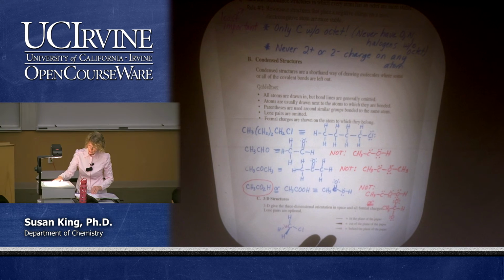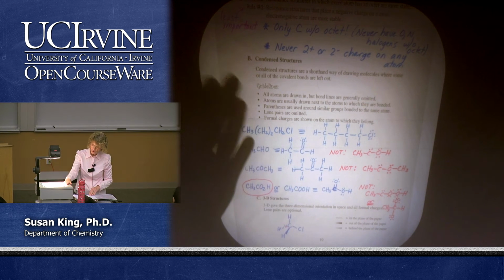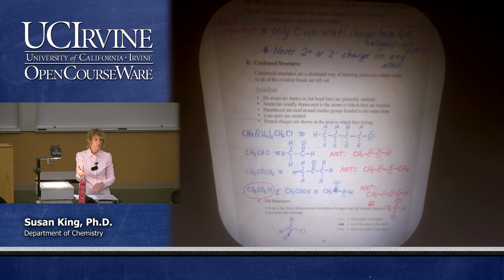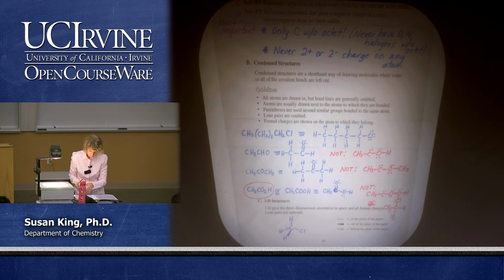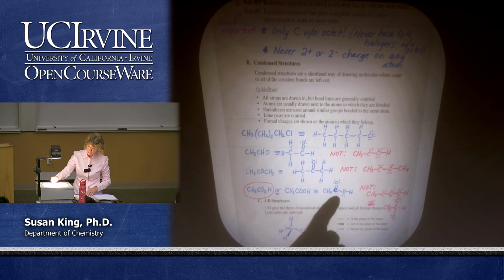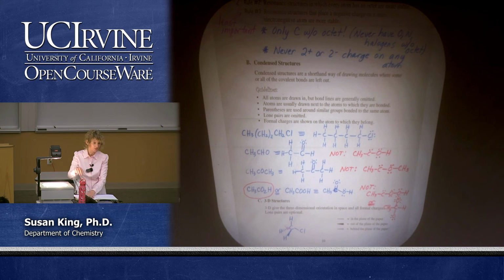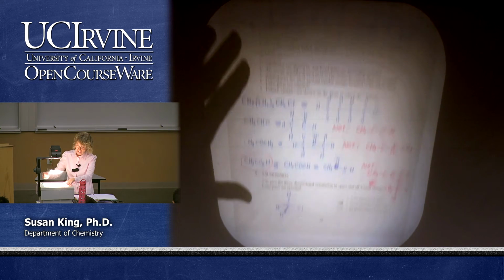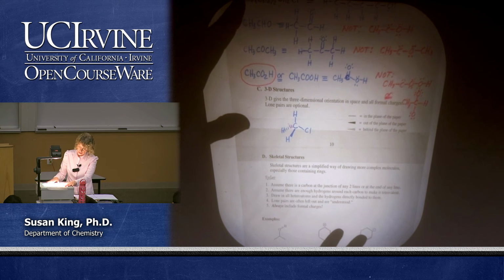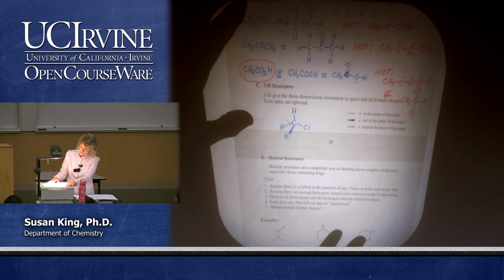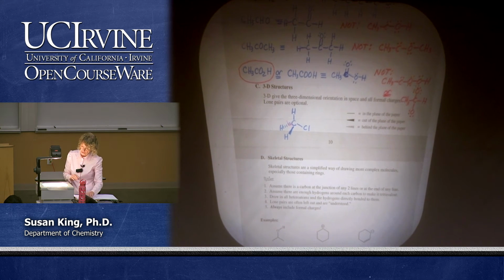Lone pairs are optional. Condensed structures, lone pairs are optional. The only one that requires lone pairs is what? The Lewis structure. Okay. Then there's skeletal structures, and you saw me falling into this trap. Once you get used to drawing these things in a shorthand way, it's hard to go back and draw everything out completely. So skeletal structures are a simplified way of drawing more complex molecules, especially those containing rings.